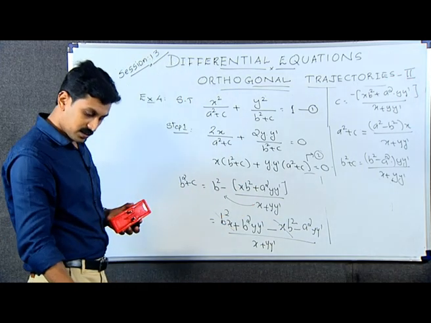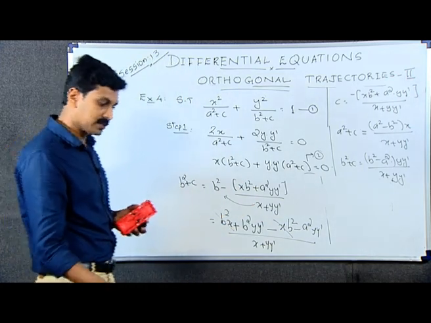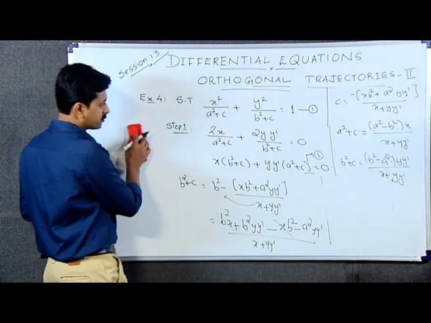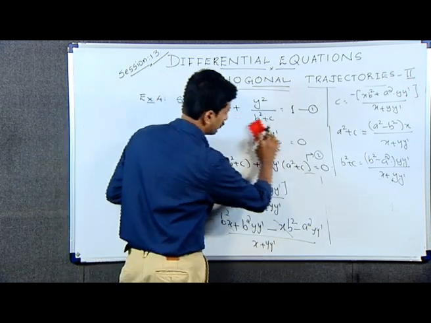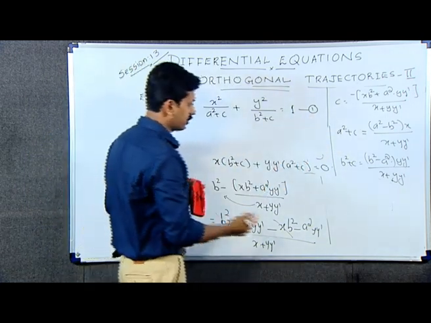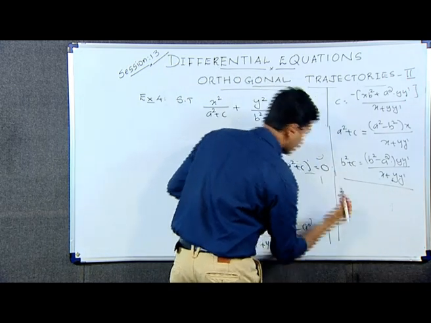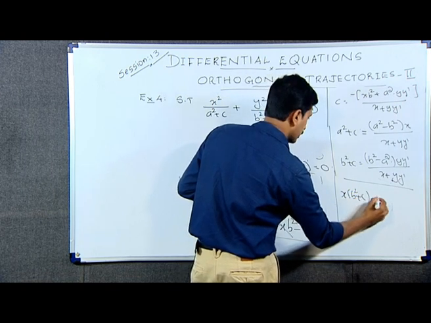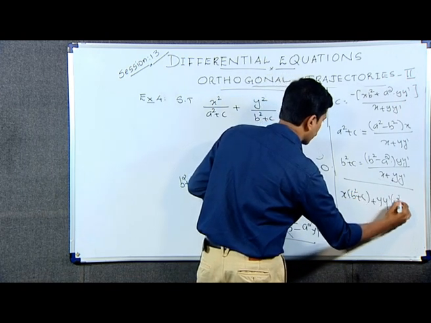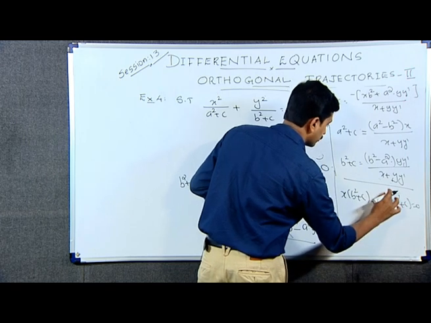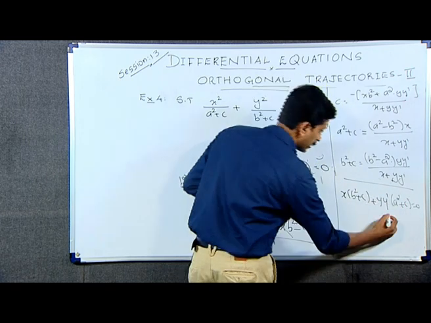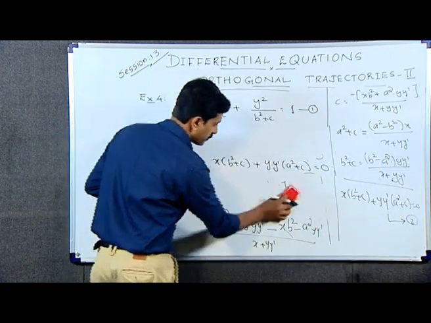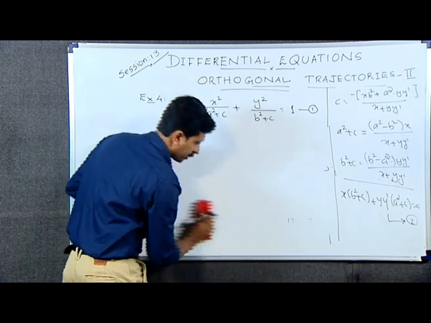Now, see, we found a square plus c as well as b square plus c, we will put all these values in 1. I am taking equation 2 also inside: x into b square plus c plus y y dash into a square plus c equal to 0. This is equation number 2. We put a square plus c and b square plus c in equation 1.